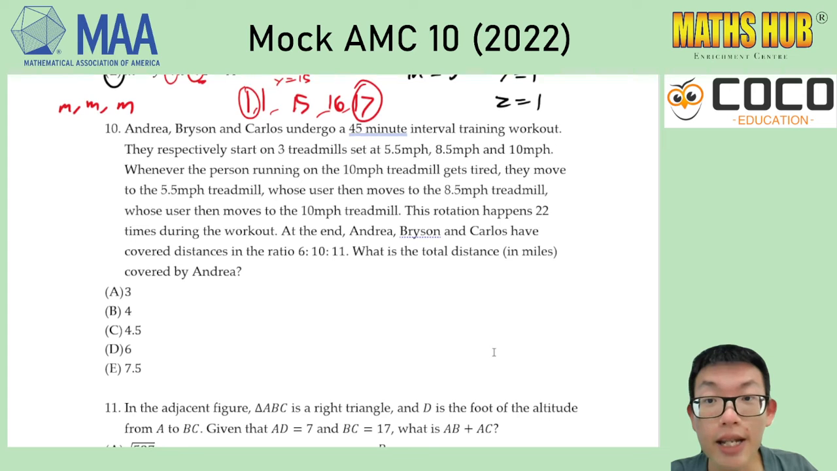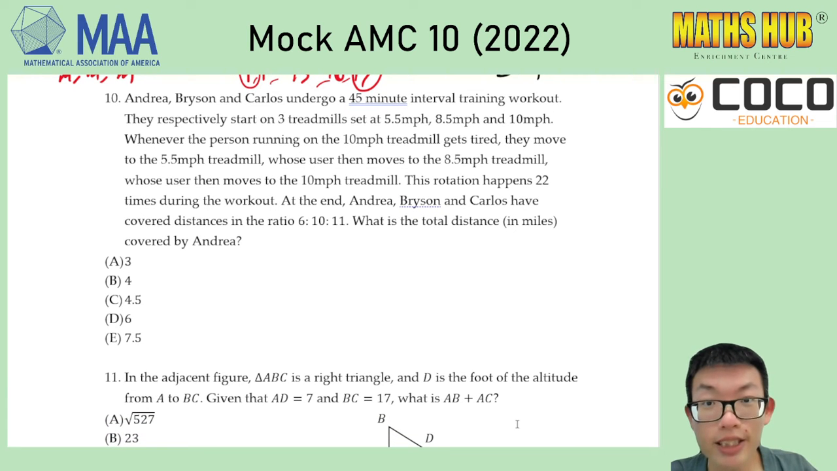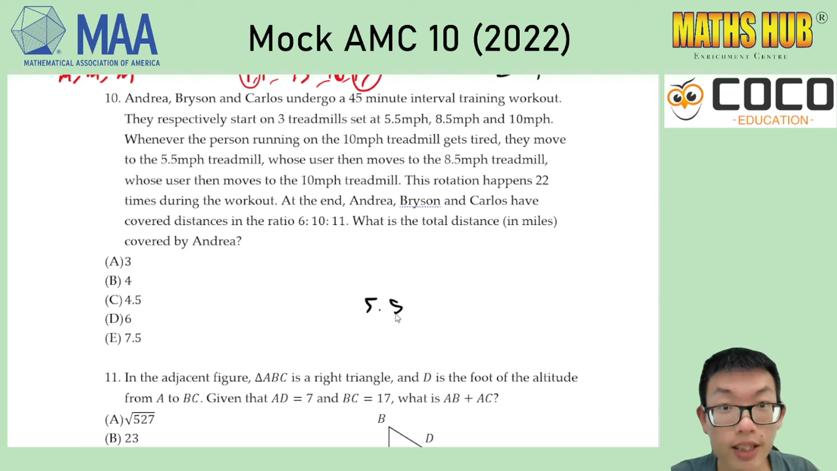Okay. Question 10. Andrea, Bryson, and Carlos undergo a 45-minute interval training workout. They respectively start on 3 treadmills set at 5.5 miles per hour, 8.5 miles per hour, and 10 miles per hour. Whenever the person running on the 10 miles per hour treadmill gets tired, they move to the 5.5 miles per hour treadmill, who moves to the 8.5 one, who moves to the 10 one. So they rotate.